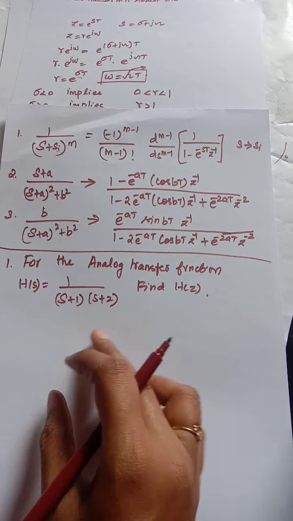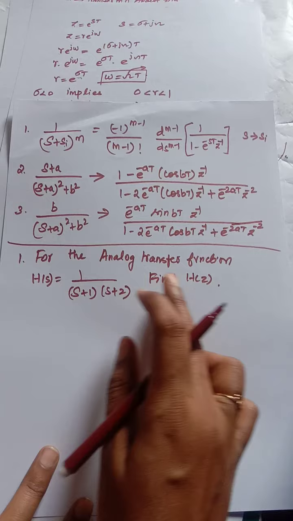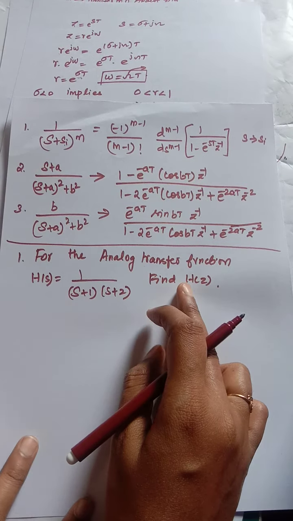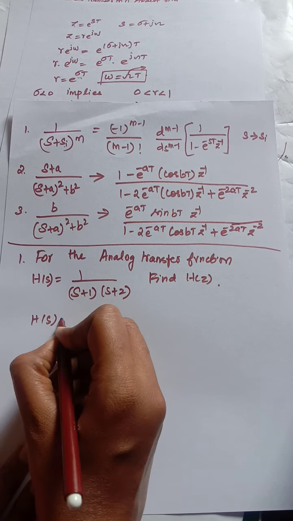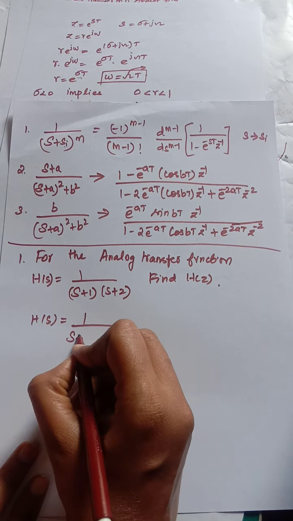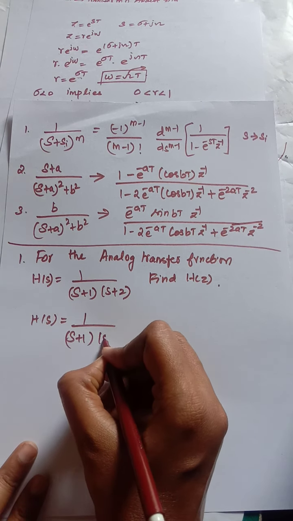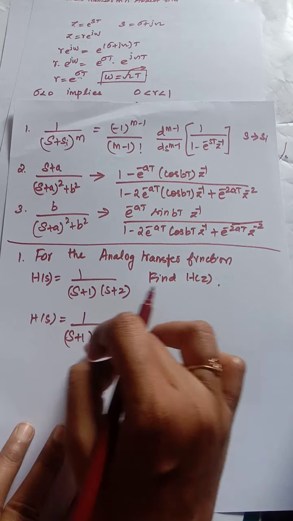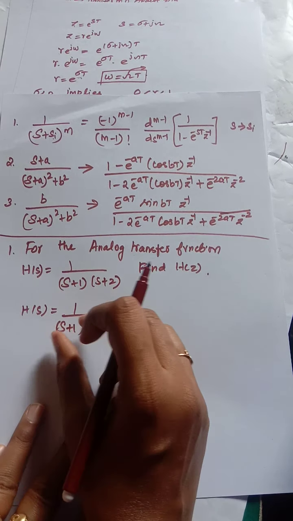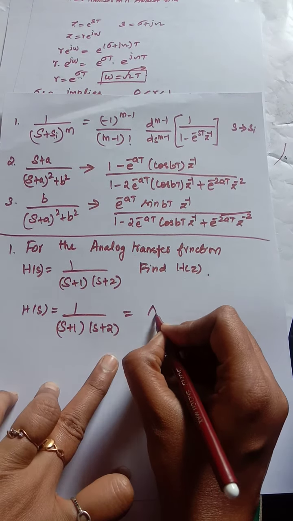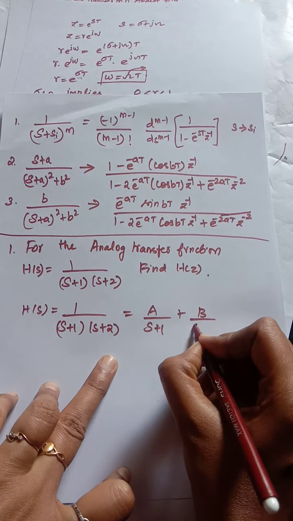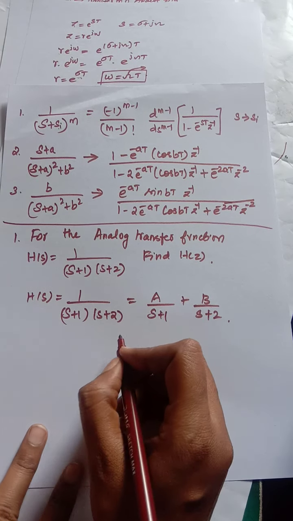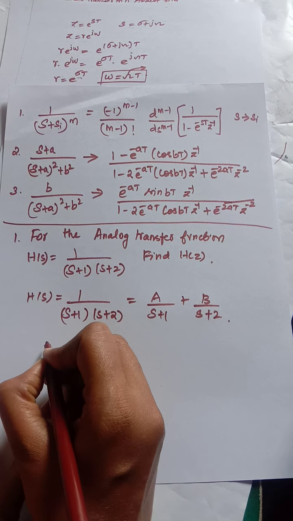So here, for the analog transfer function H of s, we need to find the transfer function H of z. The first step is to consider H of s, which has s plus 1 into s plus 2. Whatever transfer function you have in terms of a product, you need to convert into a sum by applying partial fractions. So it is A by s plus 1 plus B by s plus 2. You know how to apply partial fractions.